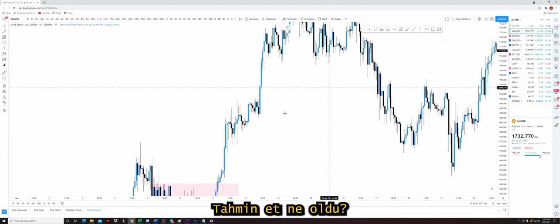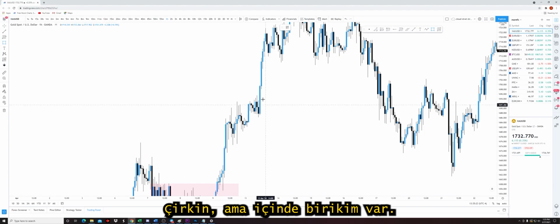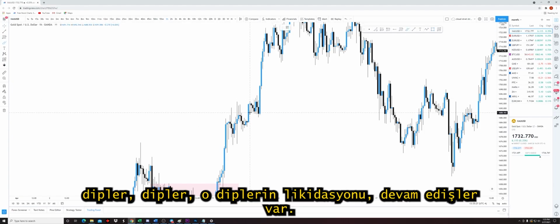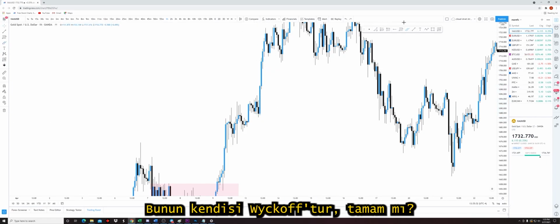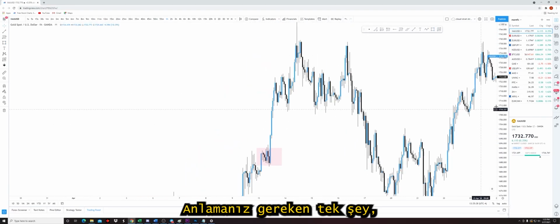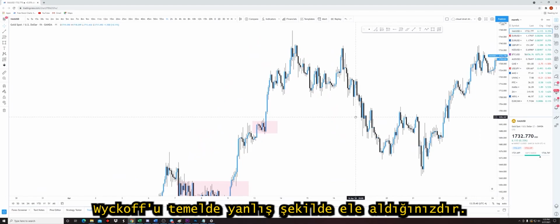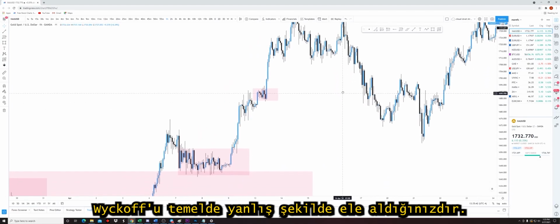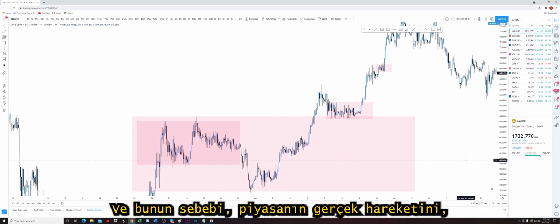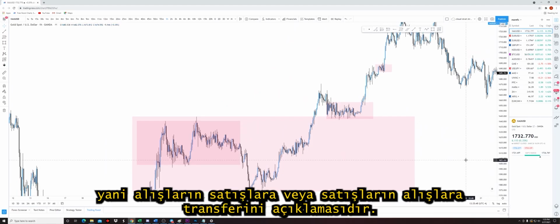This, guess what? It's ugly, but there's accumulation within there. If you want to get really deep about it, there's lows, the liquidation of those lows, continuations. This itself is Wyckoff, okay? So again, forget about the fact that we're not labeling anything right now. All you need to understand is that you've kind of been dealing with Wyckoff the wrong way. Wyckoff occurs absolutely everywhere, and it's because it explains the actual movement of the market, which is the transfer of either buys to sells or sells to buys.